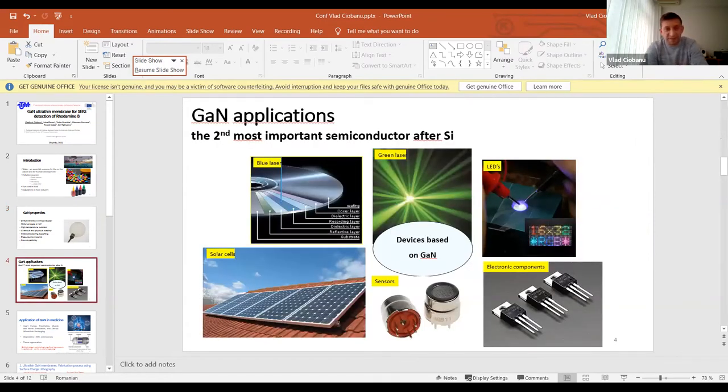It is the second most important semiconductor after silicon in the semiconductor industries. It is used for production of electronic components due to its capability to work at high frequencies and high power. It is used for production of different types of sensors, optical sensors, strain sensors, and so on. Also for production of optoelectronic components, blue lasers, diodes, or solar panels, or for special use, for example, in aerospace applications.